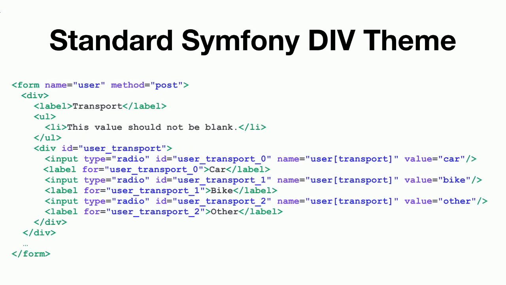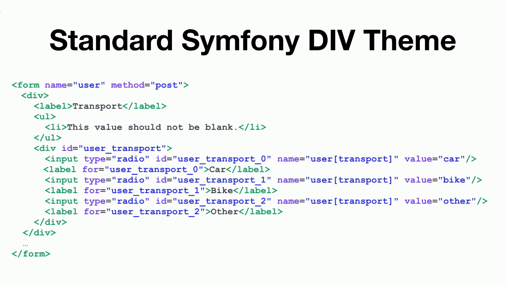This is code generated by the standard Symfony div theme, and there are a few problems with this code. First of all, the radio buttons here are not grouped in a very good way because they are only grouped with the div element, and those don't have any real meaning for users with assistive technology. And another problem is how the error message is coded as well. The users with screen readers will eventually find this, but they will have to look for it themselves.